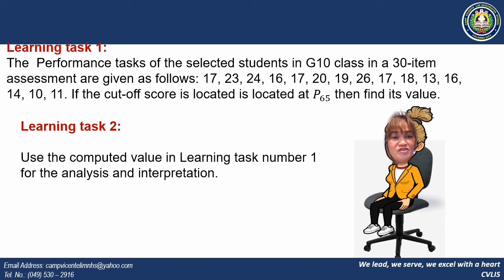Here are your 4 learning tasks today. First, the performance scores of the selected students in a grade 10 class in a 30-item assessment are given as follows: 17, 23, 24, 16, 17, 20, 19, 26, 17, 18, 13, 16, 14, 10, and 11. If the cutoff score is located at the 65th percentile, then find its value. Then, let's move to learning task number 2. Use the computed value in learning task number 1 for the analysis and interpretations.